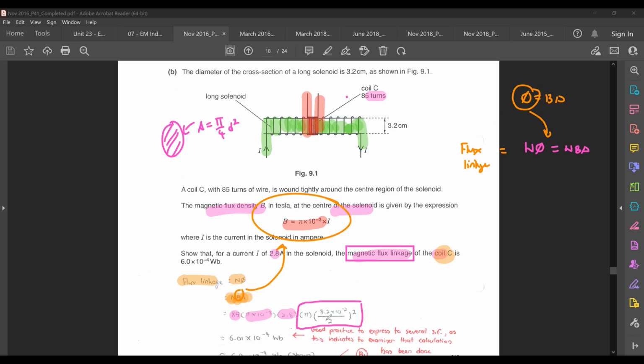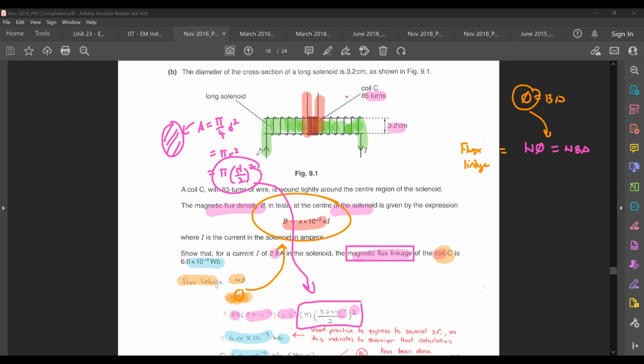What I did here was actually something like this. Pi r squared, pi d over 2 squared. This one is what you're seeing right over here. I'm taking pi multiplied with the diameter divided by 2 and squared. Your diameter is 3.2 centimeter. Remember to change it down to meter. And then finally, don't forget to square it. Eventually, you'll get the answer as 6.01 times 10 power minus 4 Weber. You round it up to 2 SF, you'll get 6 times 10 power minus 4 Weber.